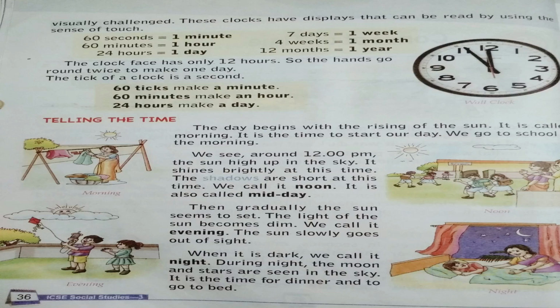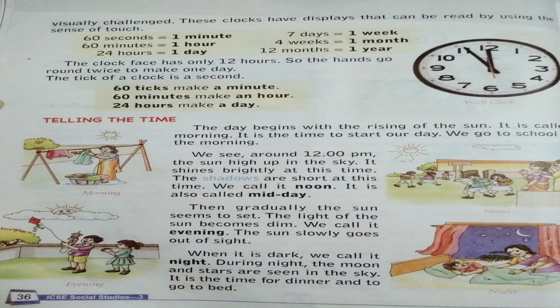60 seconds equal 1 minute. 60 minutes are equal to 1 hour. 24 hours are equal to 1 day. 7 days are equal to 1 week. 4 weeks are equal to 1 month. And 12 months are equal to 1 year.